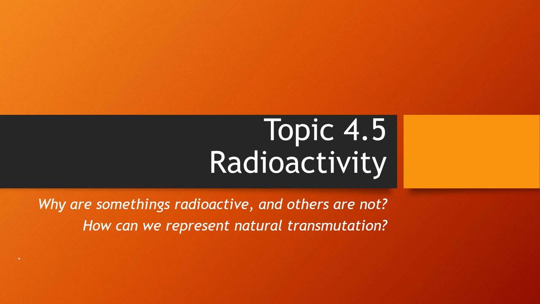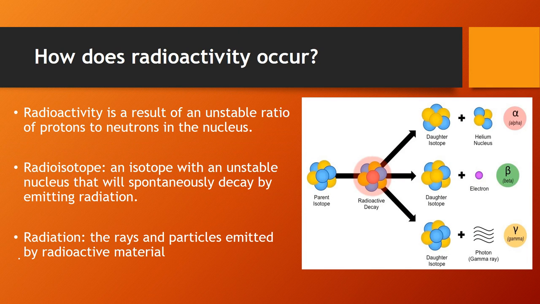All right, so today's video is topic 4.5, radioactivity. There are two big ideas that will be covered in this topic. Why are some things radioactive and some are not? That ties into isotopes, which can be one of two things, stable or unstable. You saw that a little bit in the PhET simulation that you played around with. And then how can we show this decay, and what do atoms become to become stable?